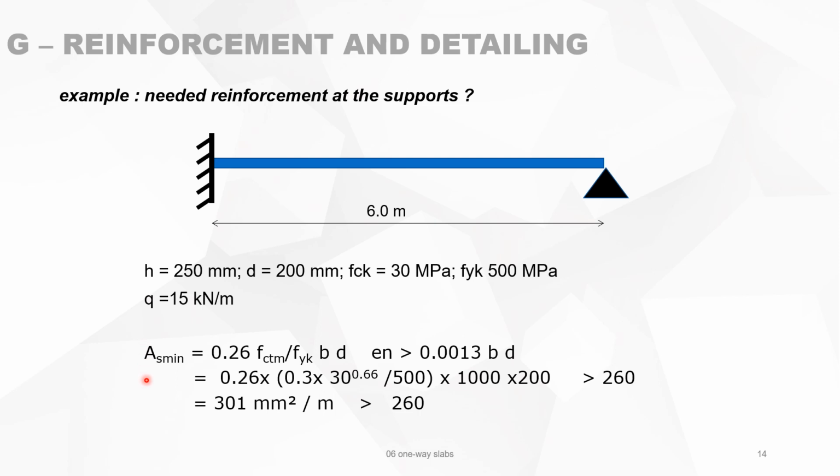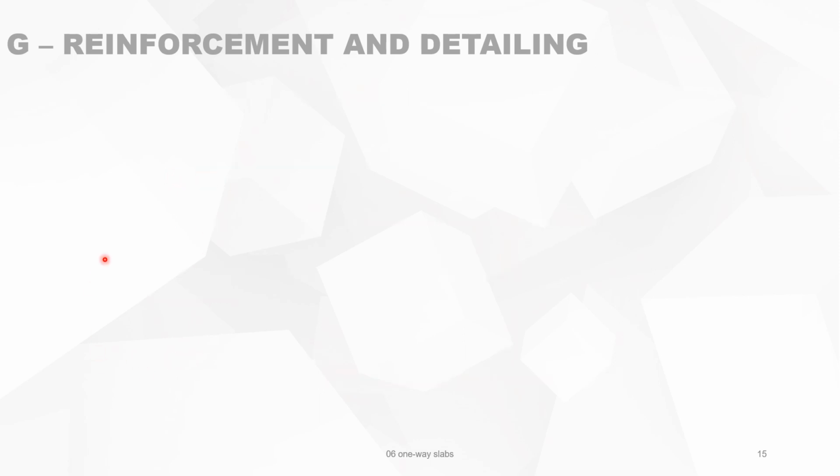The minimum reinforcement is the same as with beams. So for the minimum reinforcement for brittle failure, we fill in those formulas and we see that in total we will need 300 square millimeters per meter. It must be bigger than 260, so that's all right. So we have 300 square millimeters per meter. That's the minimum reinforcement that's needed for top and bottom. So this is a top and bottom reinforcement.